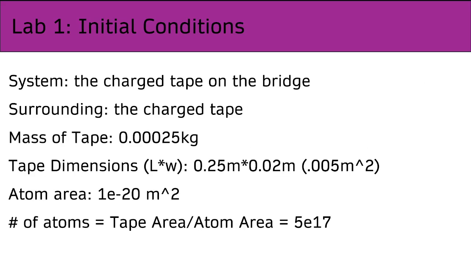The system is the charged tape on the bridge. The surroundings is the charged tape. Mass of the tape is 0.00025 kilograms. Tape dimensions: it was an area of 0.005 meters squared. And then the atom area was 1 times 10 to the negative 20th. So in terms of number of atoms, there are 5 times 10 to the 17th.